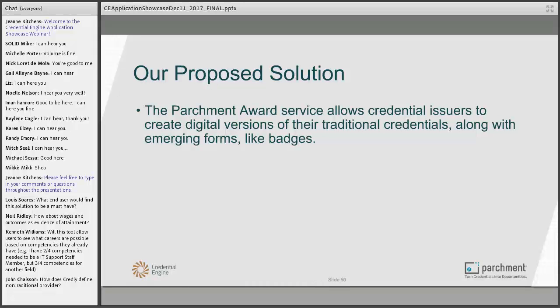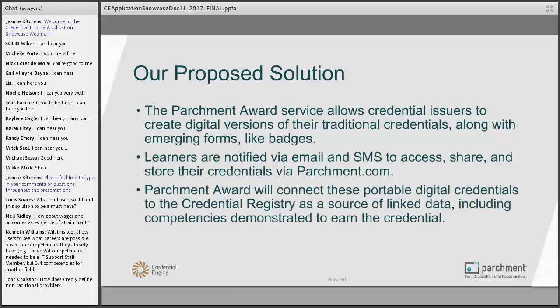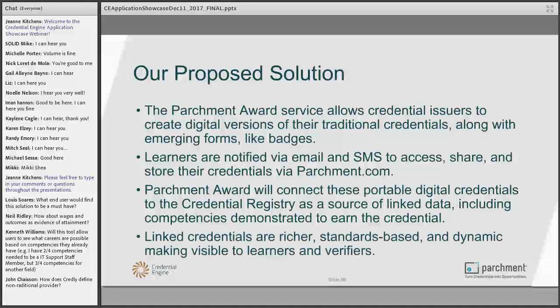The Parchment Award Service allows credential issuers to create digital versions of their traditional credentials along with emerging forms of credentials like badges. Learners are notified by the institution through email and SMS that they can access, share, and store their credentials via Parchment. And Parchment Award will connect these portable digital credentials to data in the Credential Registry as a source of linkage.